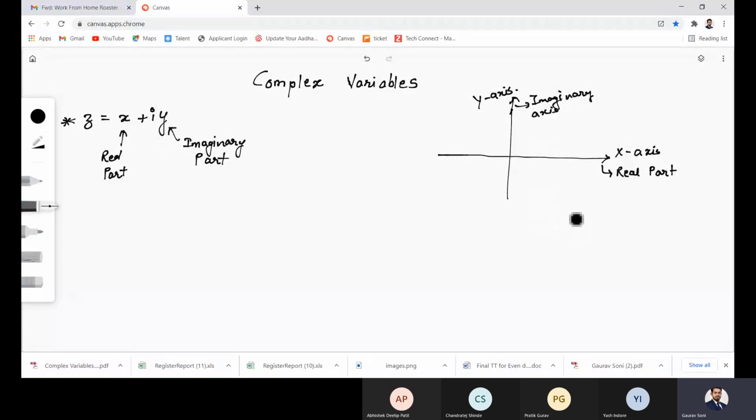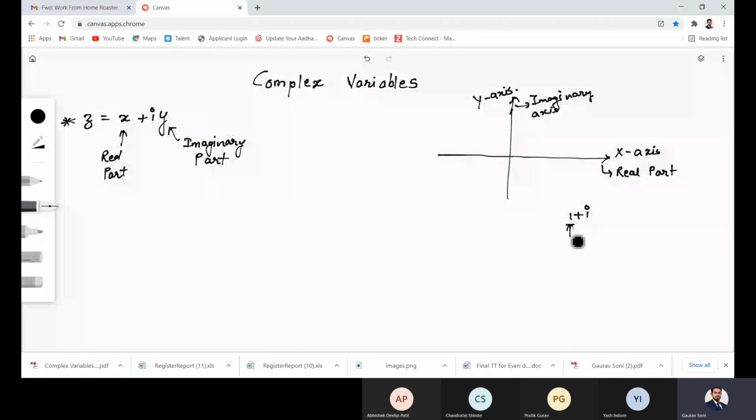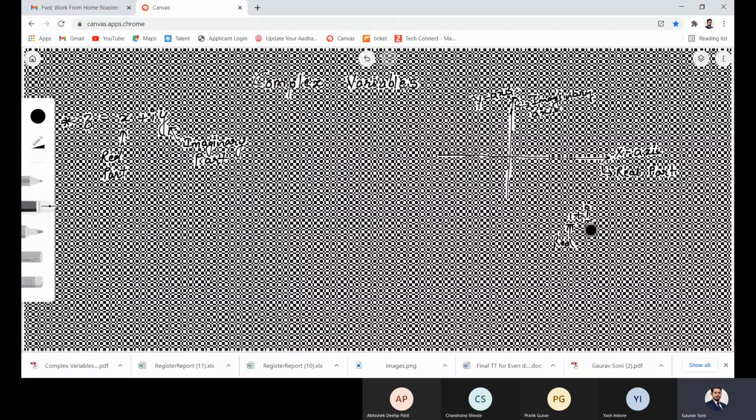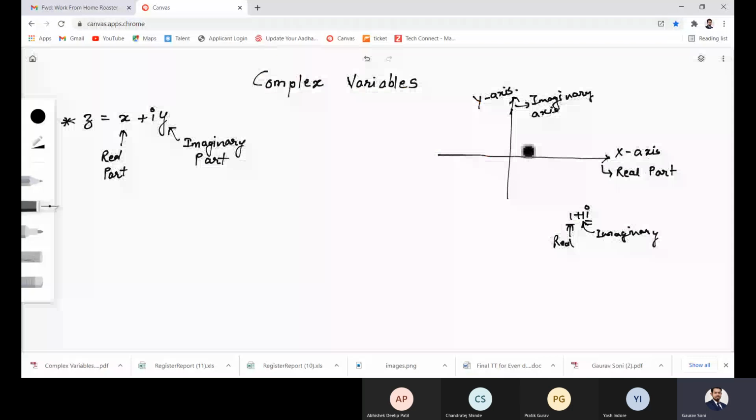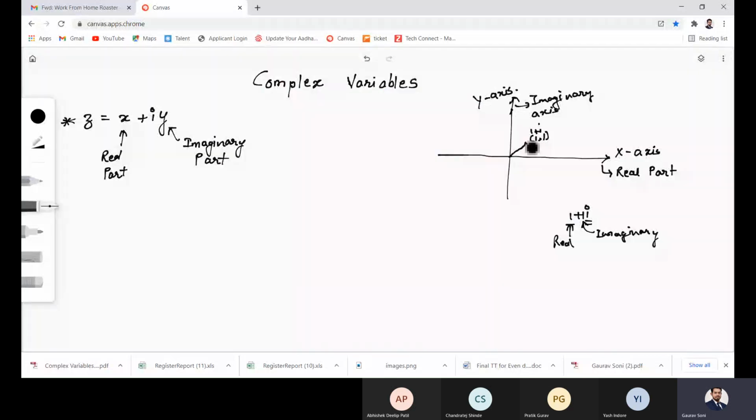Say if I have 1 plus i, so this 1 will be the real part and this i whose coefficient is 1 becomes the imaginary part. So the point on this plane would be (1, 1), which is also 1 plus i. So this is how we plot every complex number on the complex plane.